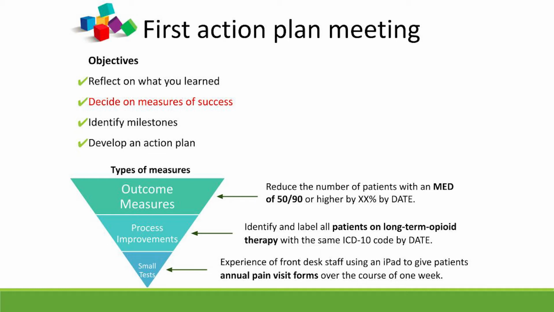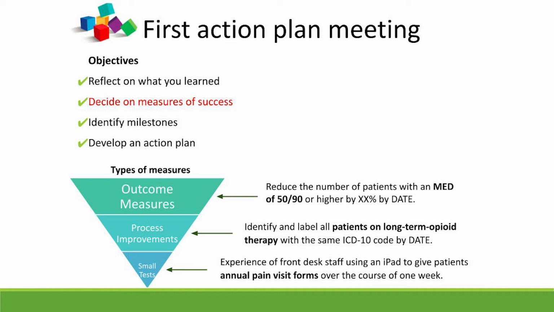So that might be something like an aim you might set around an outcome measure would be reducing the number of patients with a morphine equivalent dose of 50 or maybe 90, depending on what your clinic goal would be, or higher by, say, 10% in 6 months. So if you don't yet know who all of your patients are who are on long-term opioid therapy, or perhaps there isn't a reliable and consistent way to record morphine equivalent dose in the EHR, this might not be something that your opioid improvement team wants to take on as one of their first measures of success.